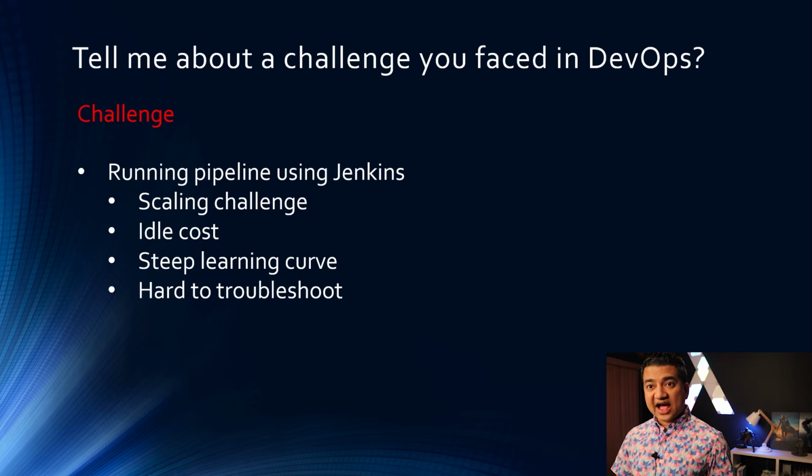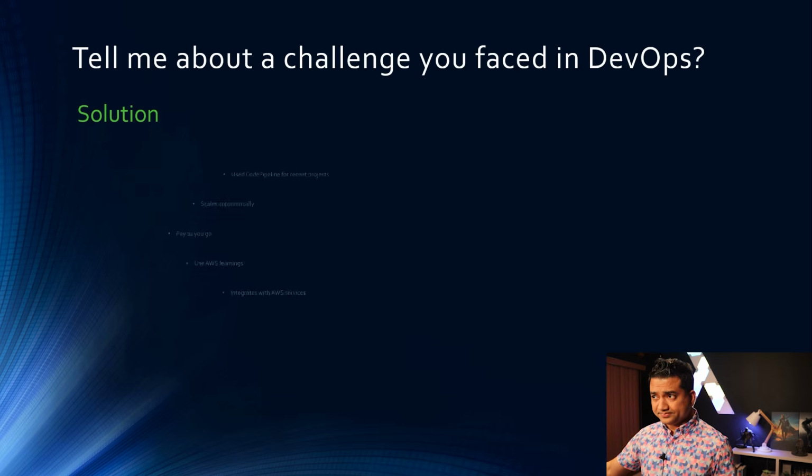We also faced idle cost because Jenkins runs on an EC2 server. Even if there is no deployment going on, you still have to pay for the primary EC2 node. It has a steep learning curve, and also it's hard to troubleshoot because there are so many Jenkins plugins. If the team just adopted a new plugin, they have to get used to how the plugin does error reporting and all that stuff. So how did I solve it?